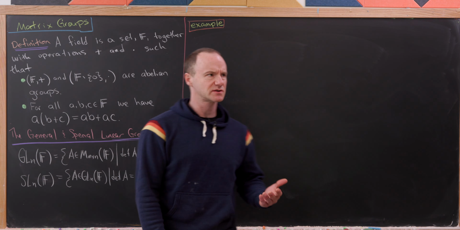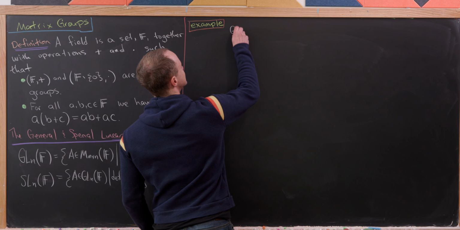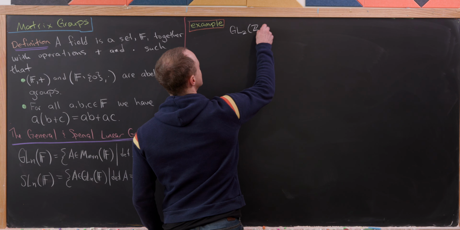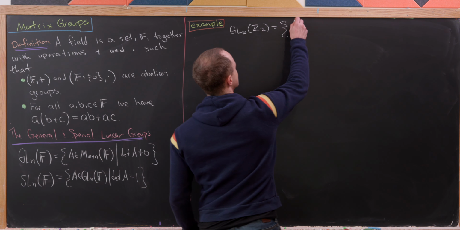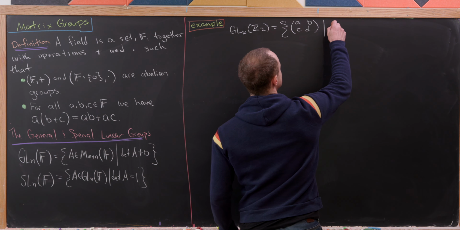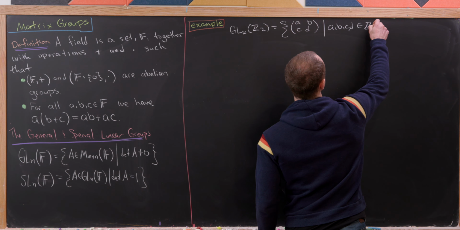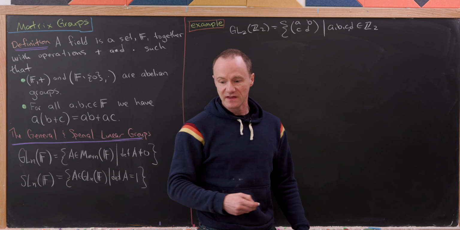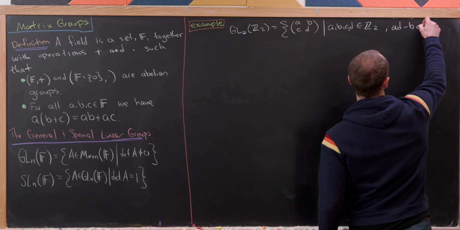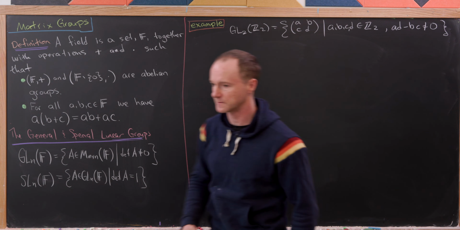Okay, so let's look at an example. The example we'll look at first is GL_2(Z_2). So what is this? This is going to be all 2 by 2 matrices (a, b; c, d), where a, b, c, and d are elements of Z_2, and we know that ad minus bc is not equal to 0.